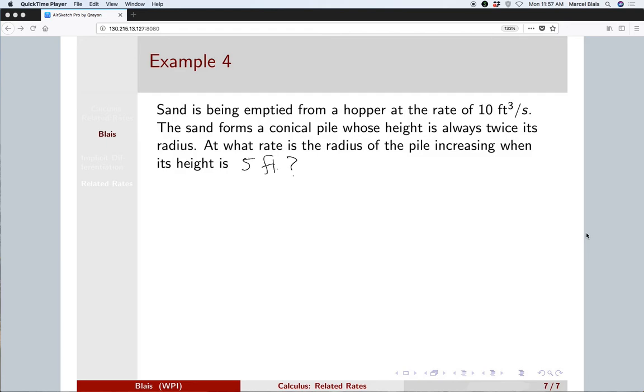5 feet? So the first thing we need to do, draw the picture. So we have this pile. Conical just means it's in the shape of a cone. And the radius is the radius of its base. And we're told the height is always twice its radius. So this height is 2r.